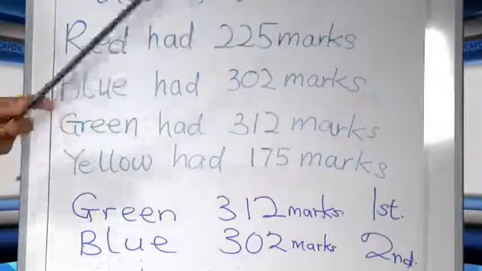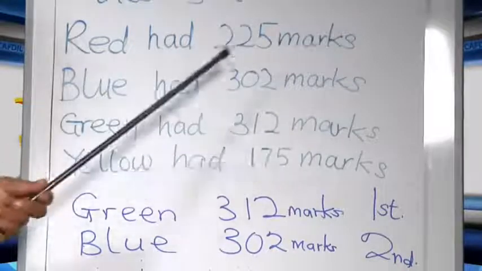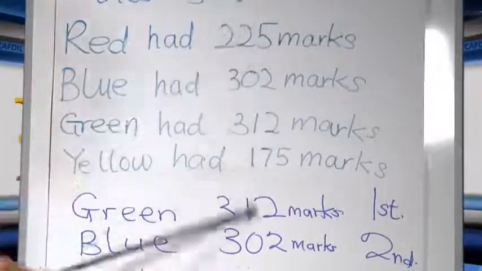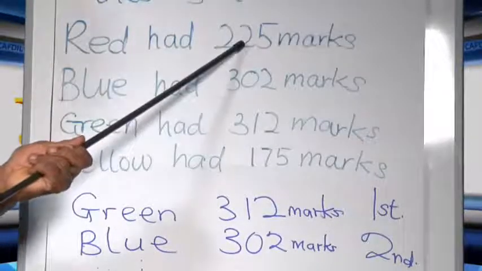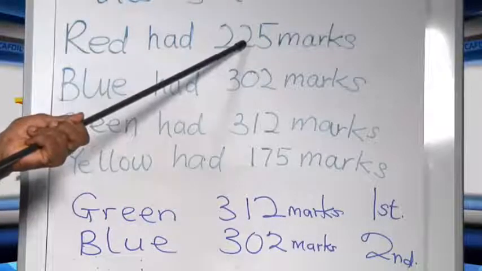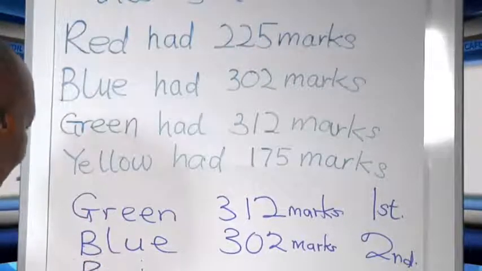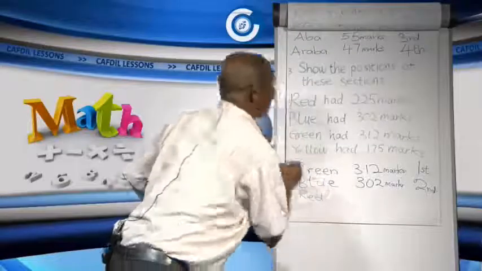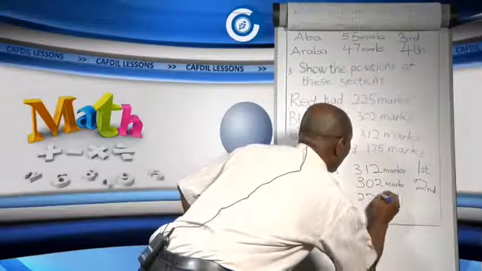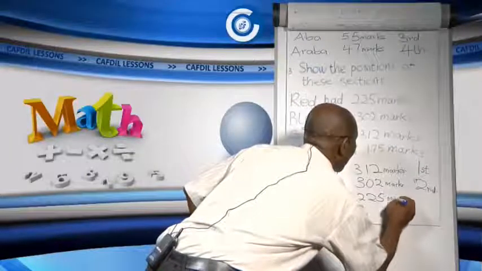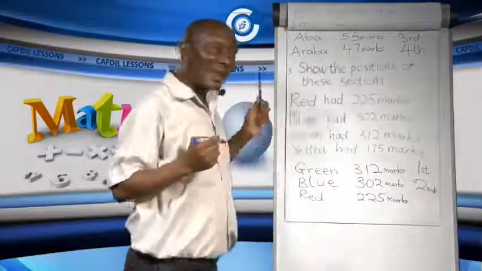Then we had 225 and 175. Which is bigger? That is 225. And which section had that mark? Red. Okay. So red had 225 marks. So red took the third position.